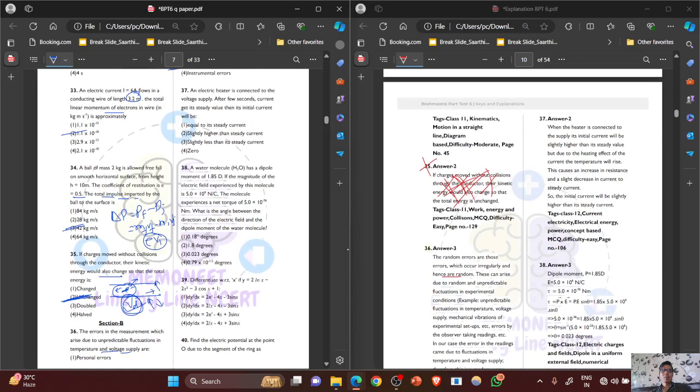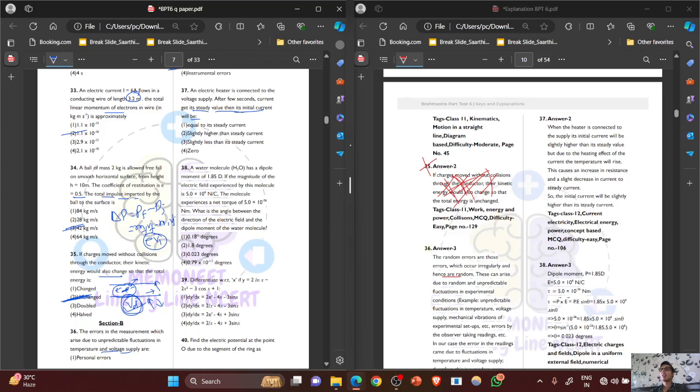An electric heater is connected to a voltage supply. After a few seconds, the current gets its steady value, and the initial current is slightly higher than the steady current. Let's understand it. Look, whenever there is a fluctuation in the current and it gets to the steady current, your initial current will always be higher than the steady current, because steady current means what?